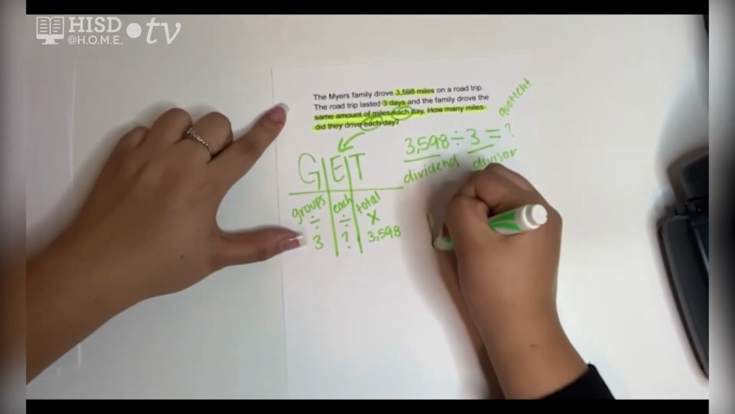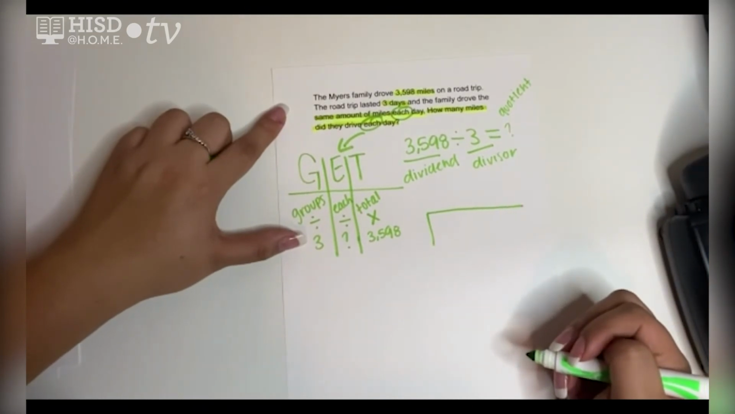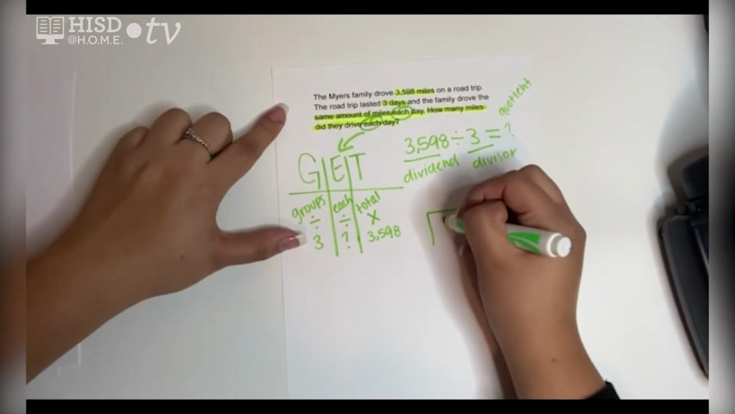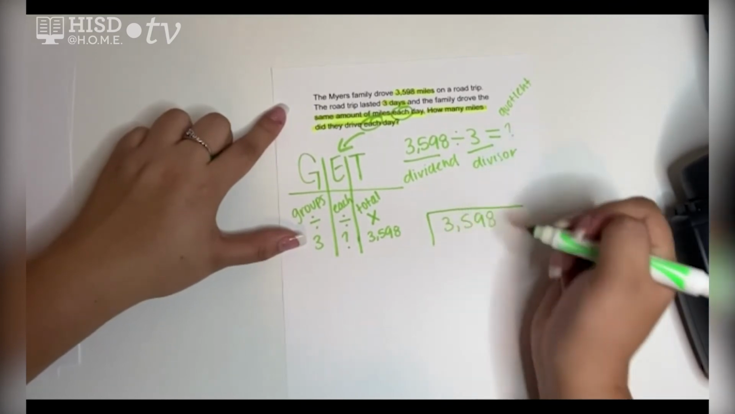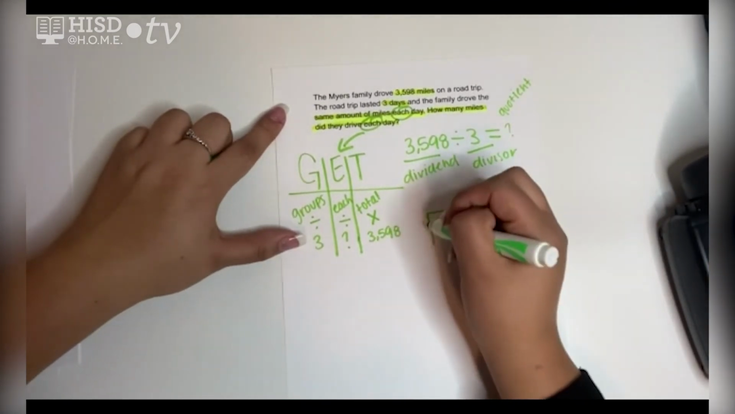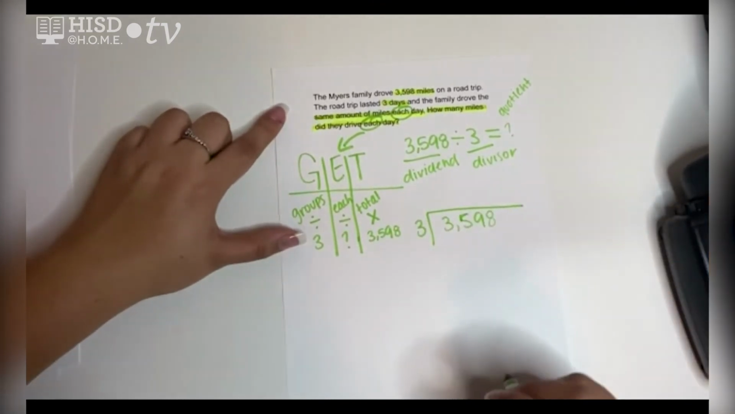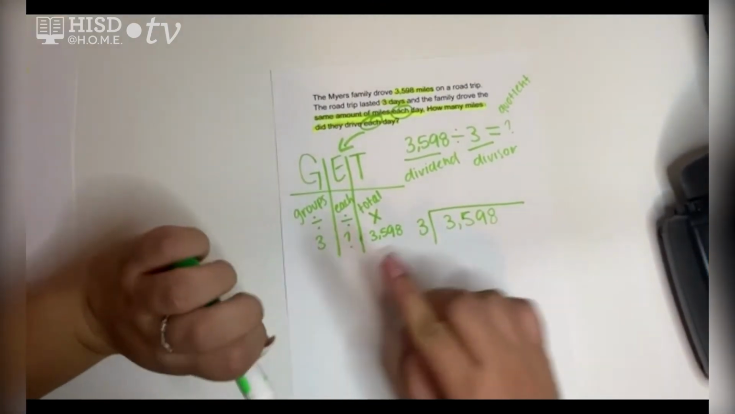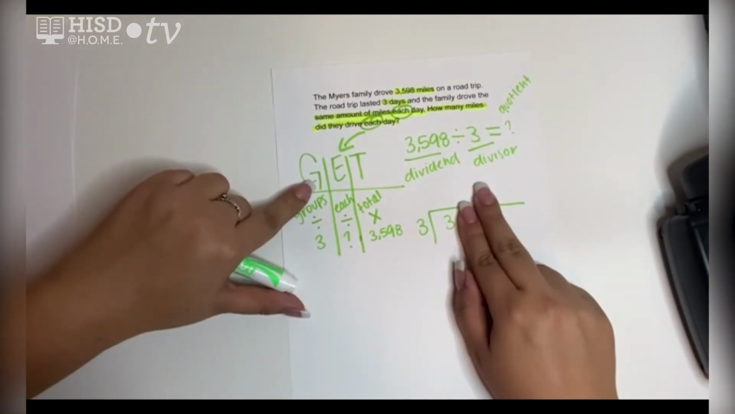So with standard algorithm, I'm going to draw a little house here. And inside of this house, I'm going to put the dividend, which is 3,598. And on the outside of the house, I'm going to put the divisor, which is 3. So the next thing I'm going to do is I'm going to take out my finger and I'm going to cover every single value except for the 3, or the first one.